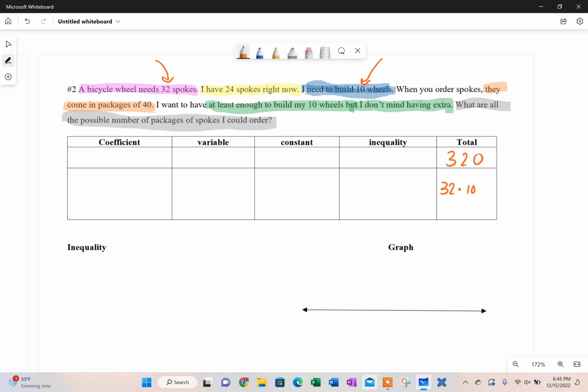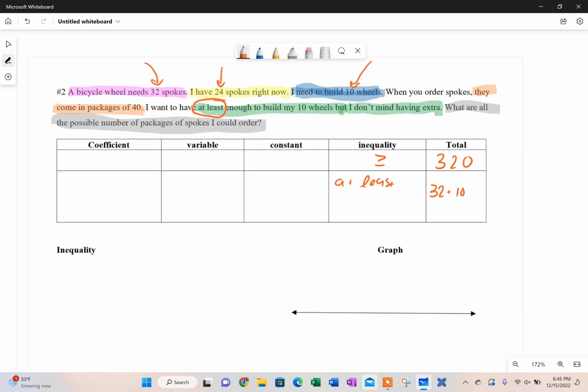It says I want to have at least, which means because we have the word at least, it's going to be greater than or equal to. I don't mind having extra spokes, but if I don't have 320, I can't build the 10 wheels. The constant, what do I already have? I already have 24 spokes. I have these already.